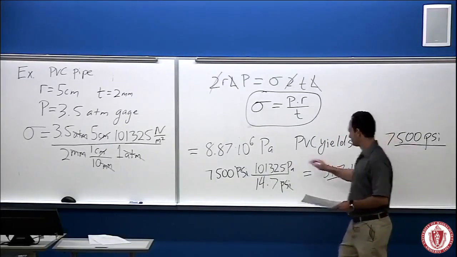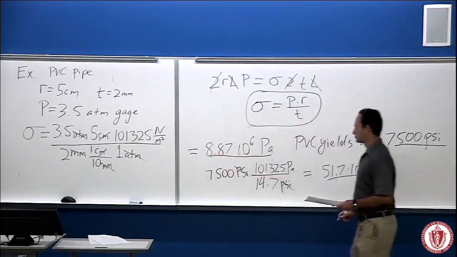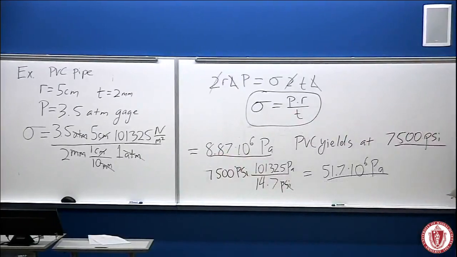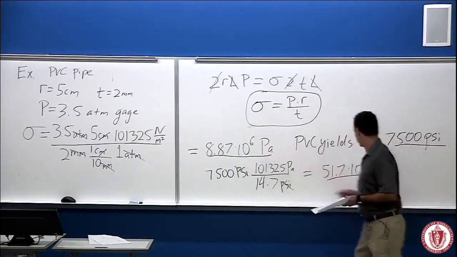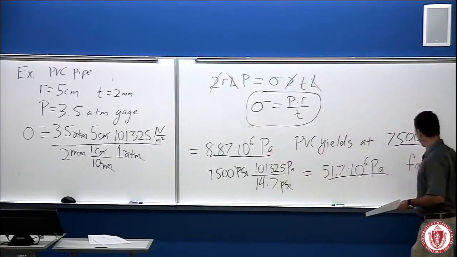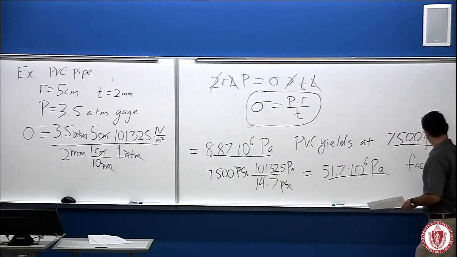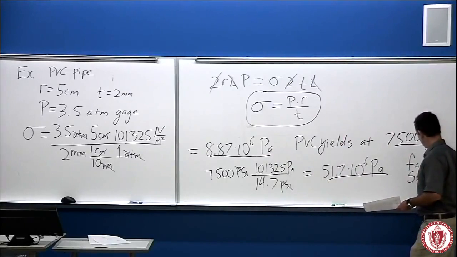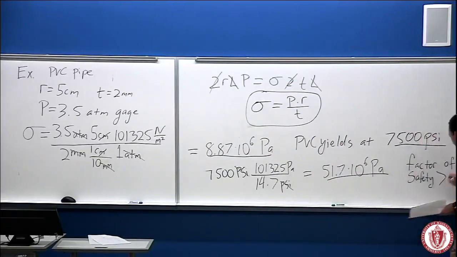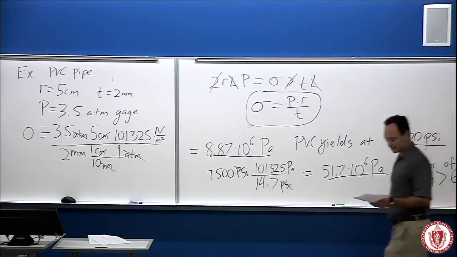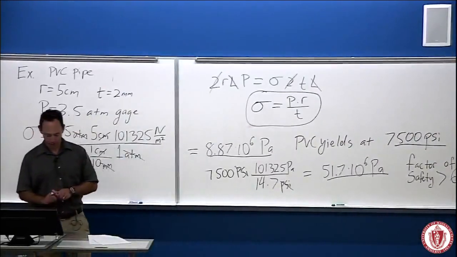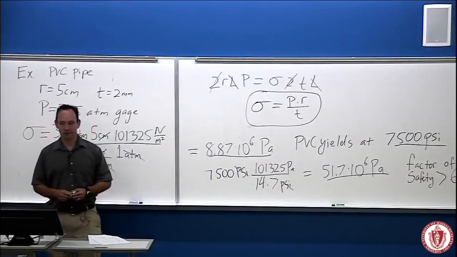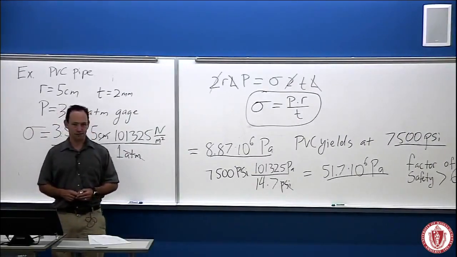So let's compare them. So, looks like we're safe. As a matter of fact, if we calculate the factor of safety, if we divide this by this, we get our factor of safety is in excess of 6. So that's probably okay. All right, so that's how we calculate stress. Get it right, be safe, see you next time.